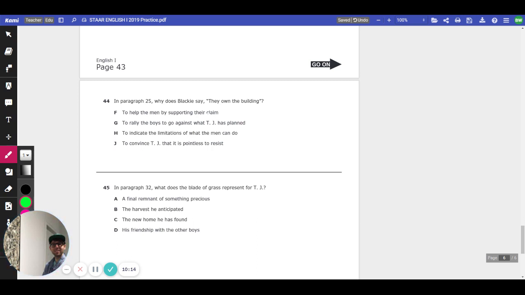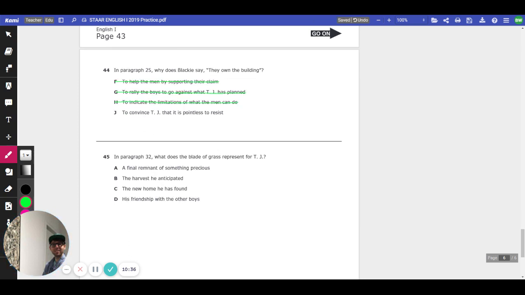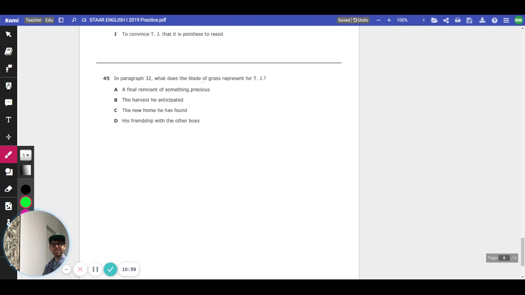Is he trying to help the men? Well, no. Why would he want to help the men? They're against them. To rally the boys to go against what TJ has planned? No, he's not really trying to pump up the other boys to fight against TJ. To indicate the limitations of what the men can do, now he's admitting the men have all the authority. To convince TJ that it's pointless to resist. Yep.